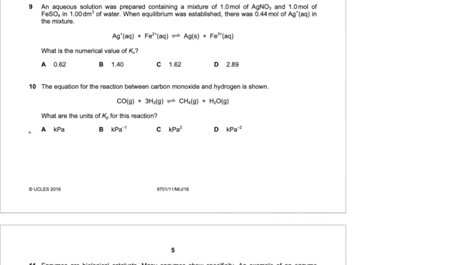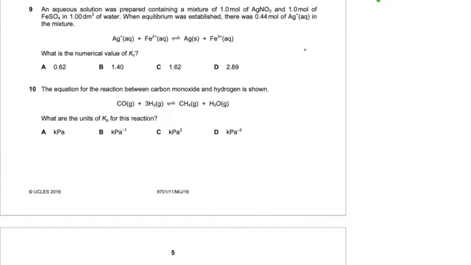Okay, next question. An aqueous solution was prepared containing a mixture of 1 mole of silver nitrate and 1 mole of iron sulfate in 1 dm³ water. The equilibrium was established. Okay, this is your equation: Ag+ plus Fe2+ in equilibrium with Ag solid and Fe3+. Initial moles.